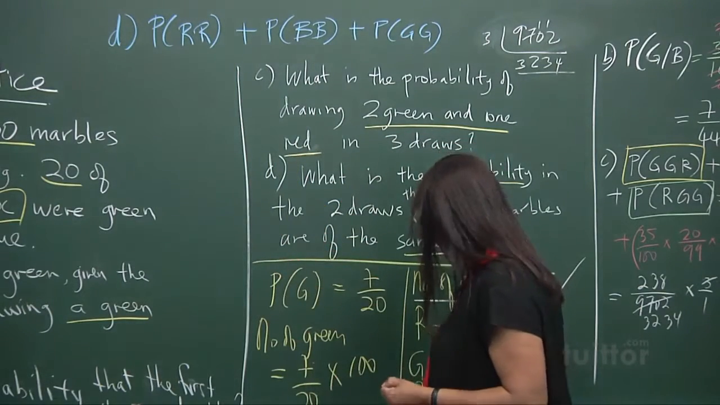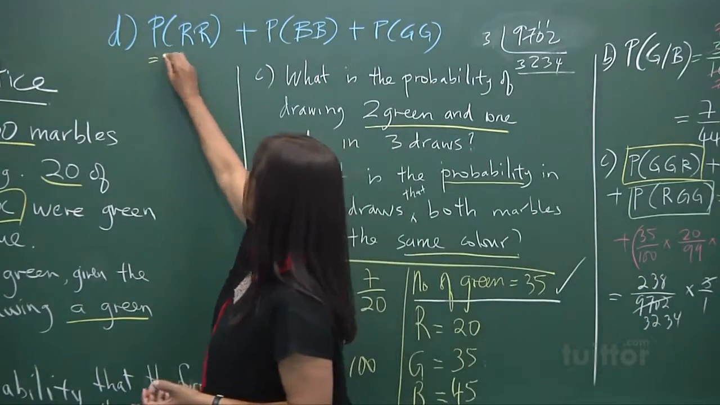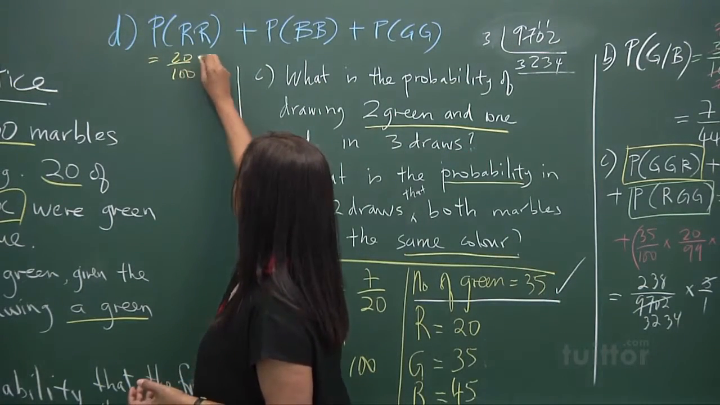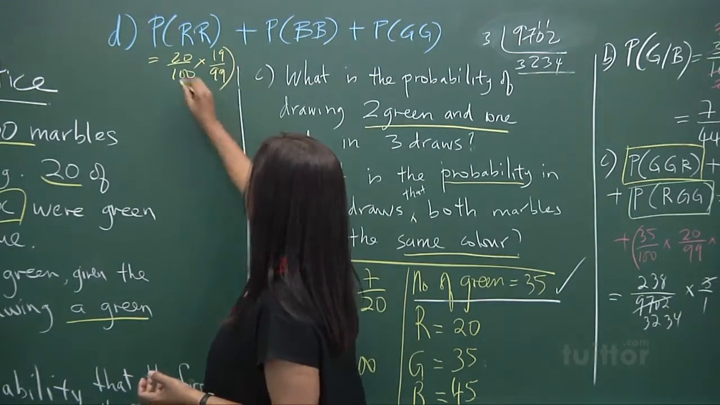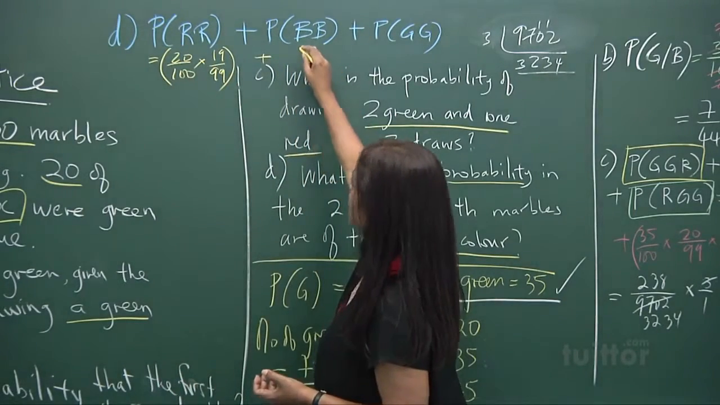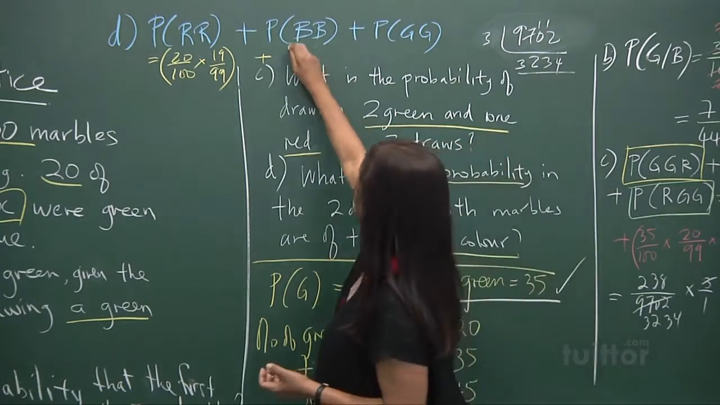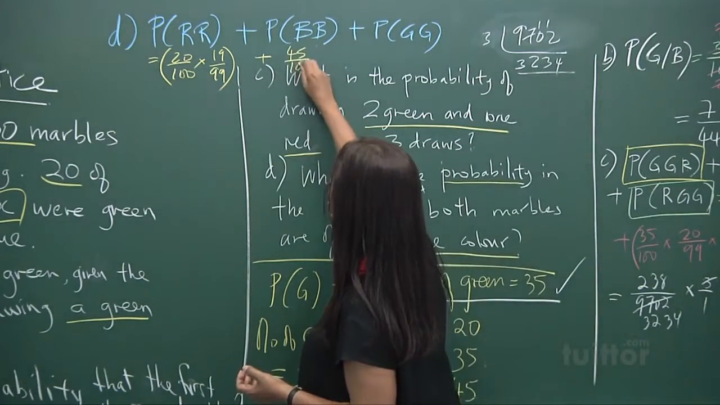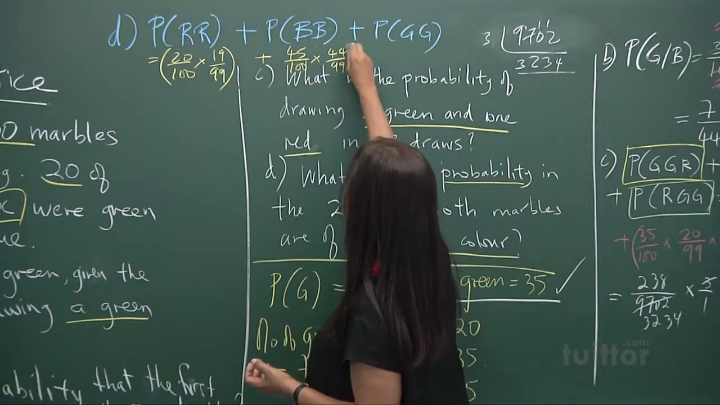So the probability of a red appearing, what is it? You have 20 out of 100. And then the second red will be 19 out of 99. Add them up. Now here, the probability of a blue. How many blues do we have, my dear? 45. A 45 out of 100. The second blue is 44 out of 99.